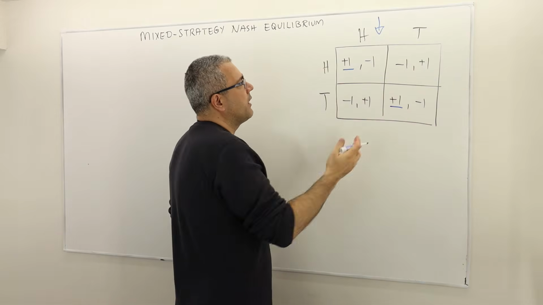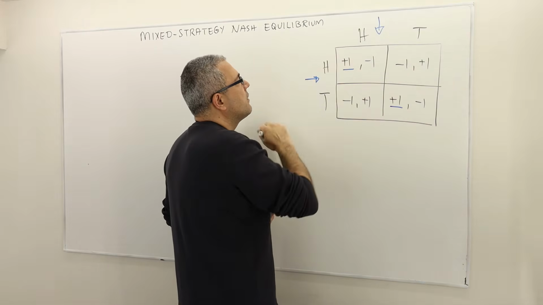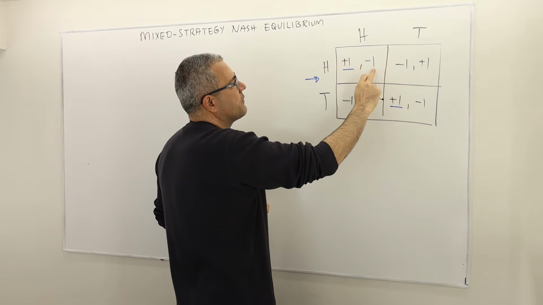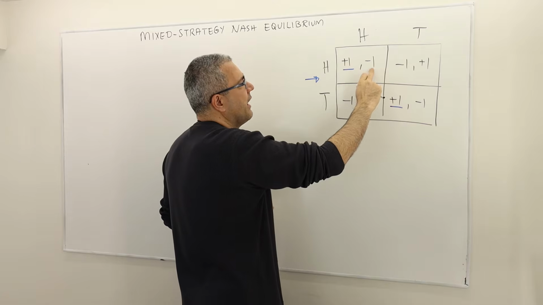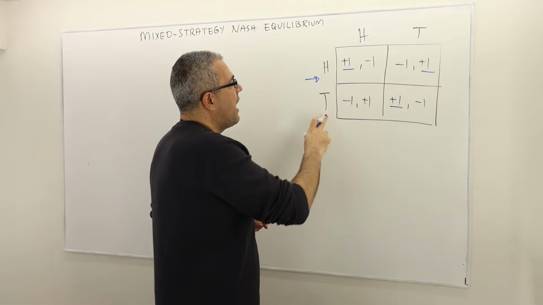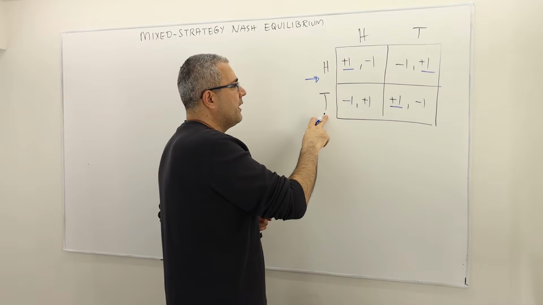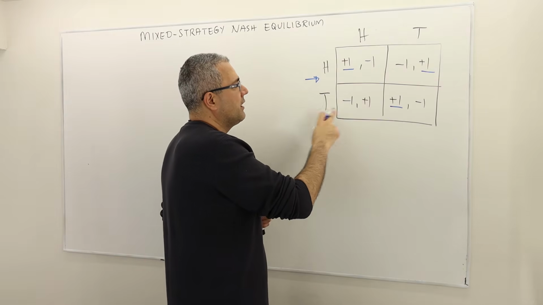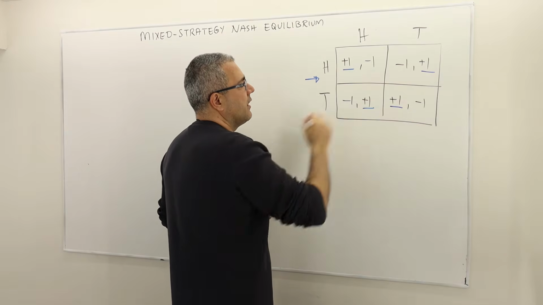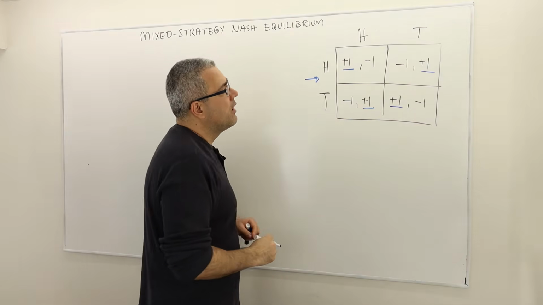Okay, well, what about player 2's best responses? So let's suppose player 1 plays head. What is the best response for player 2? Is it head or is it tail? Well, clearly tail, because +1 is higher. And what if player 1 selects strategy tail? In this case, the best response is not tail, it's head. So I underline +1.